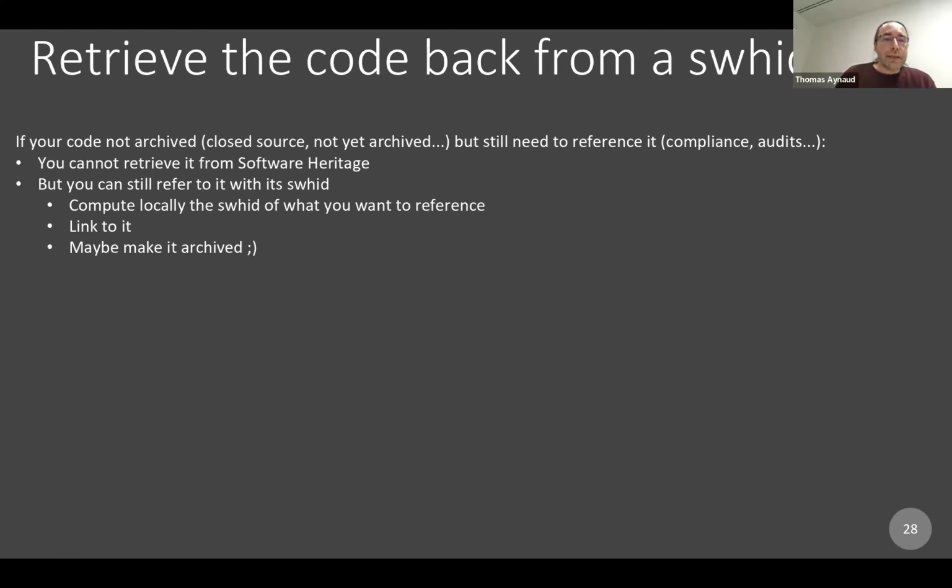If your code is not archived, maybe it's closed, maybe not yet archived, maybe you have not yet contacted us to archive it, but you still need to reference it. For instance, for compliance, for audit, for anything. You obviously cannot retrieve it from Software Heritage because we do not have it, but you can still refer to it with its SWHID. You can compute locally the SWHID of what you want to reference. You can use this as a link to your reference. It's very precise, and maybe after that, you want to have it archived by Software Heritage.